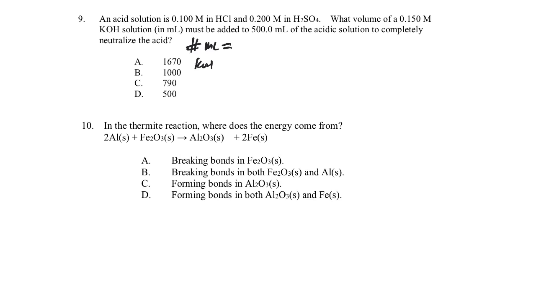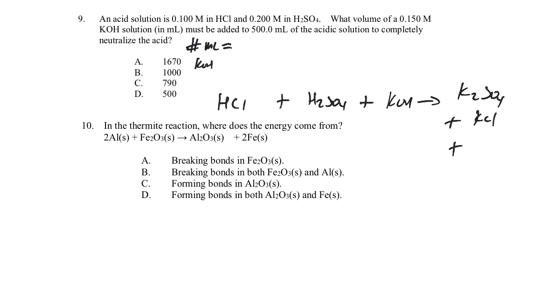Let's start with the acid. So the acid solution is 0.1 molar HCl. The reaction taking place is HCl reacting with, we have two different acids present. That's what's kind of tricky on this problem. So we have HCl and H2SO4 that are both going to be reacting with KOH to form K2SO4 plus KCl plus H2O. If we balance this all out, we're going to need three KOHs.